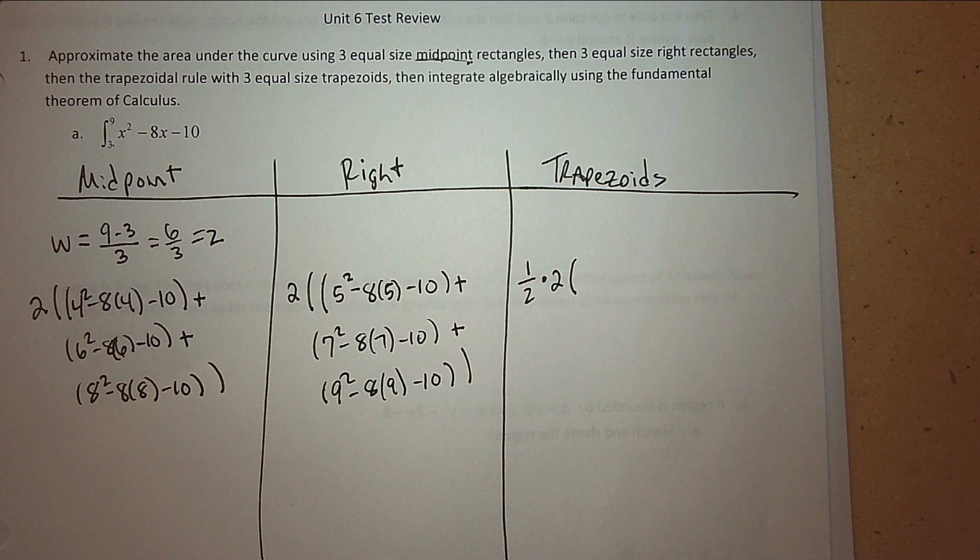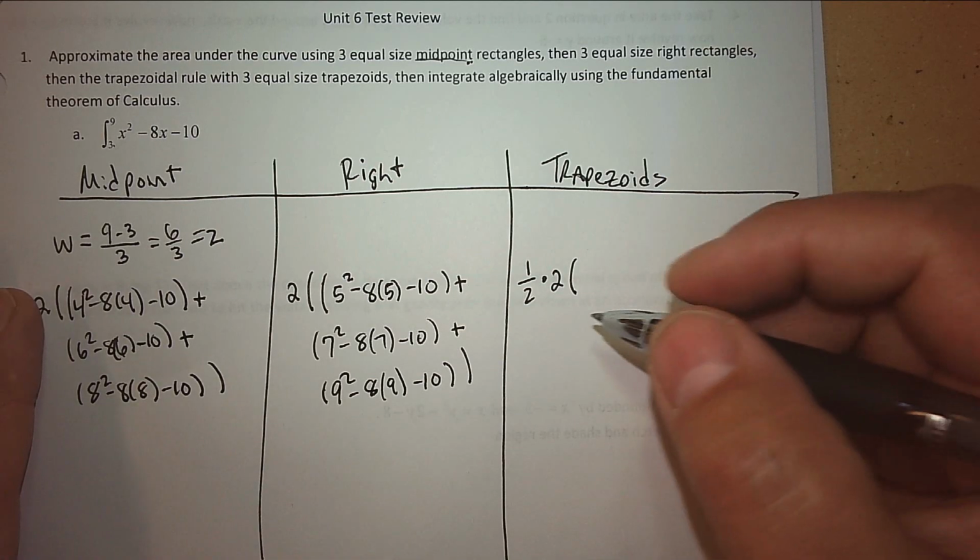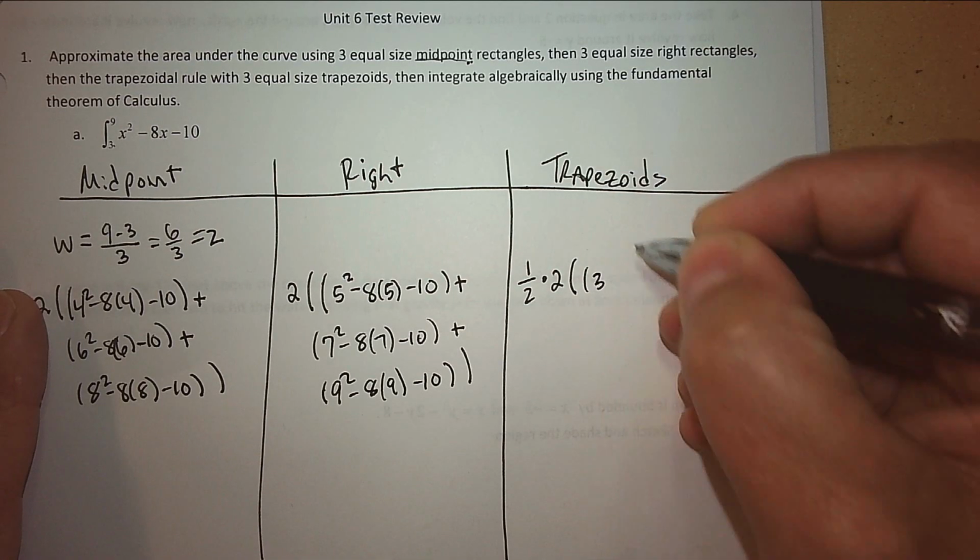Then for a trapezoid, right, what am I going to have to do? I need to do each one, right, in terms of the interval. Now we have 3 trapezoids, right? So what's the first x value I would use? So I'm going to use 3.